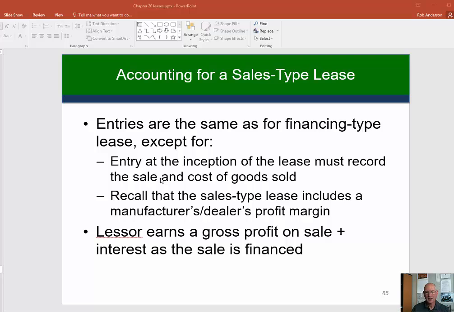So the idea is, if you're leasing it and the lessee is going to use up all or most of the value of that item, then you really in a way have sold it. So we're going to call that a sale. And as you know, when we sell things, we have a journal entry to cost of goods sold. So that's going to be one of the differences here.